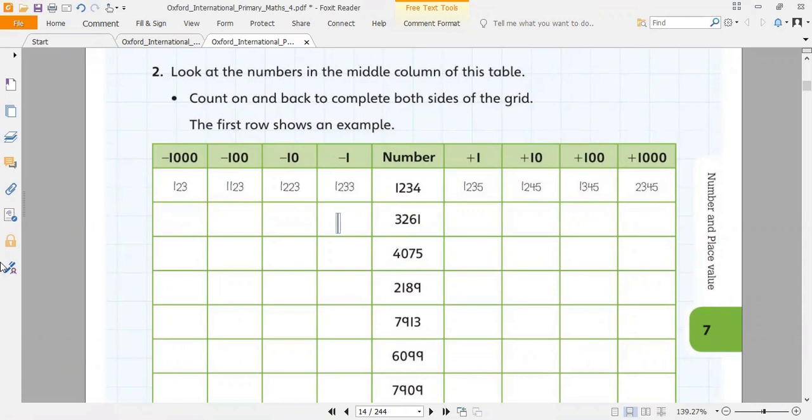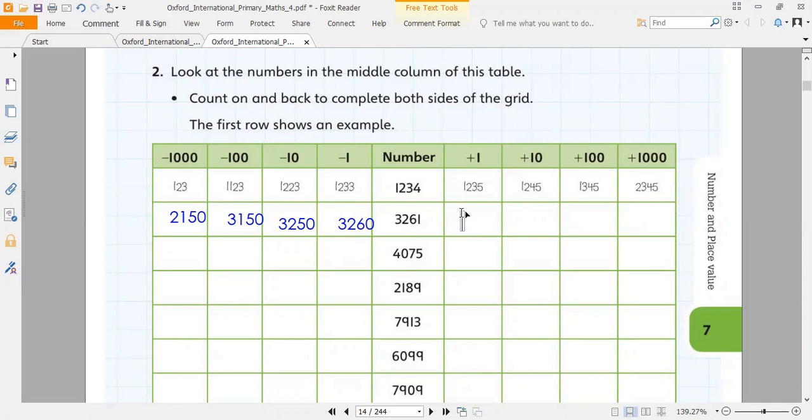3,261. If we minus 1 from this number, it will be 3,260. If we minus 10 from this number, then it will be 3,250. If we minus 100 from this number, then this will be 3,150. And if we minus 1,000 from it, it will be 2,150.